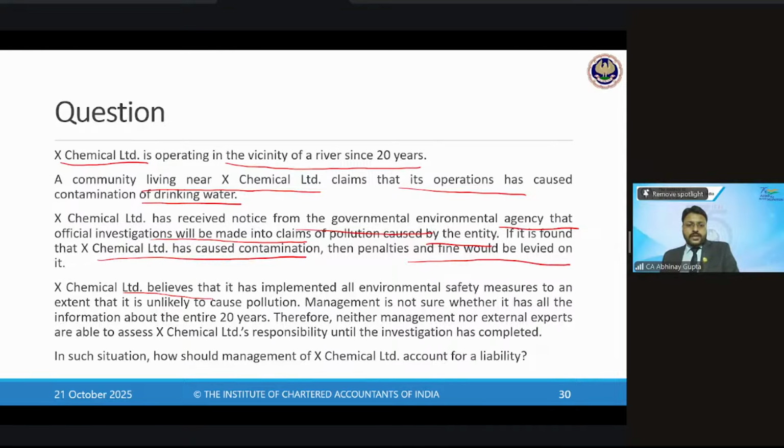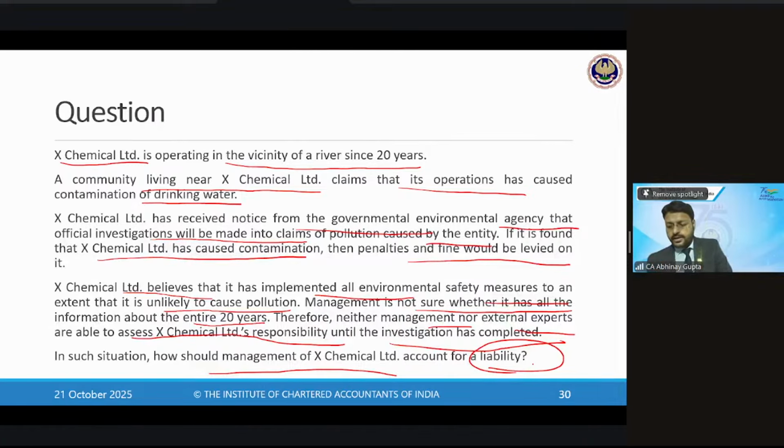X Chemical Limited believes that it has implemented all environmental safety measures to the extent that it is unlikely to cause the pollution. Management is not sure whether it has all the information about the entire past 20 years. Therefore, neither the management nor the external experts are able to assess X Chemical Limited's responsibility till the investigation gets completed. In such a situation, how should management of X Limited account for this liability if it is required? What is your advice as a chartered accountant?